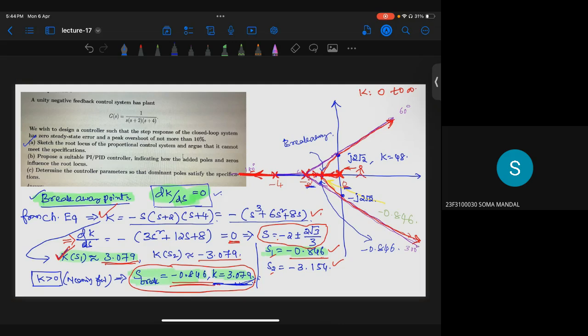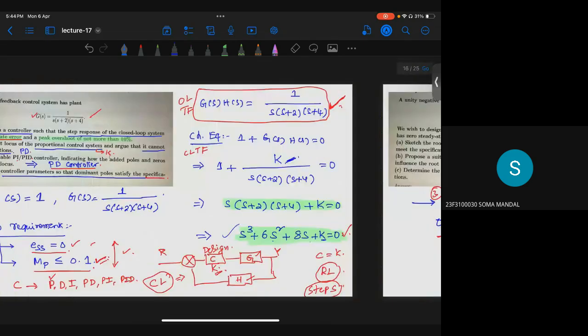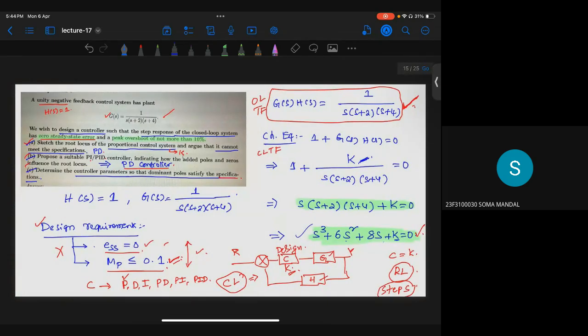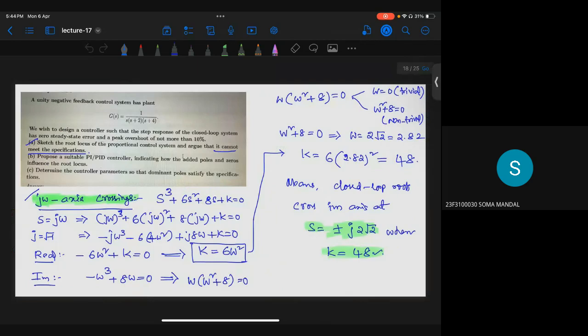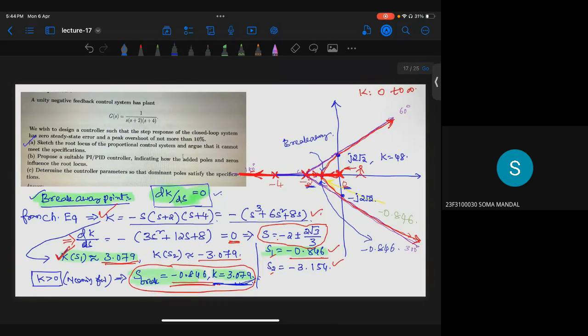Now we have to check what our design requirements are. The design requirements are that the steady state error should be 0 and the peak overshoot has to be less than or equal to 0.1. Now we will check whether we are meeting this with the root locus. Can we fix that k value? Let us check that. Here also one more point: you see that the root locus is crossing the j omega axis here, correct?